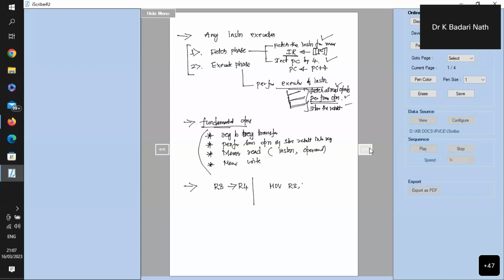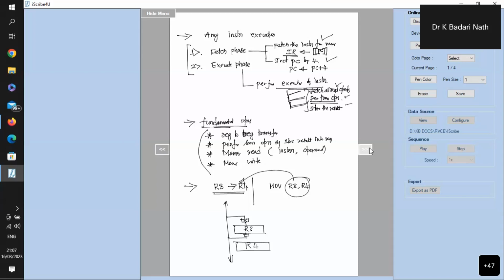When I say move R3 to R4, what basic operation does it involve? R3 to R4, this is the job I'm supposed to do. Now, what are the registers involved here? I'll draw a bus. R3 is involved, I'll write R3. R4 is involved, I'll write R4. Now this is the bus. R3 is connected to the bus using one switch, and again it's connected to the bus by another switch.